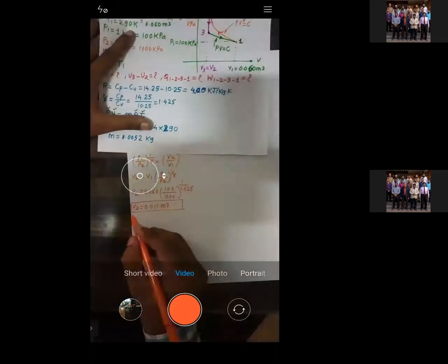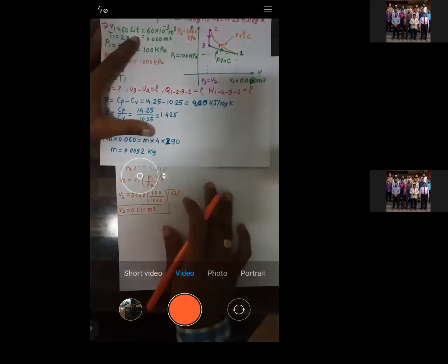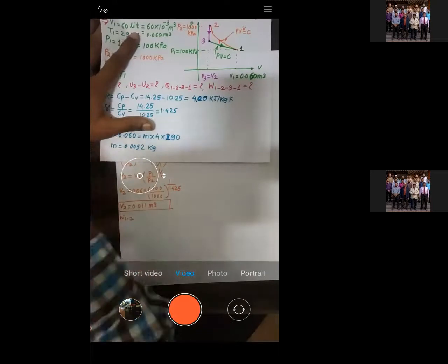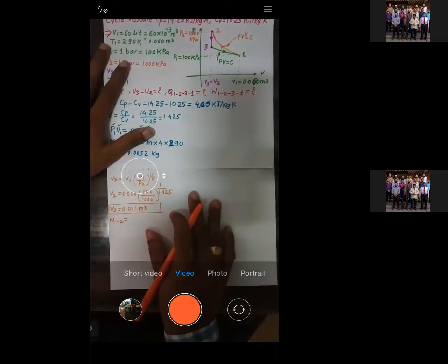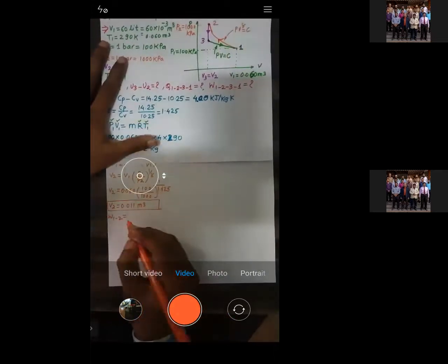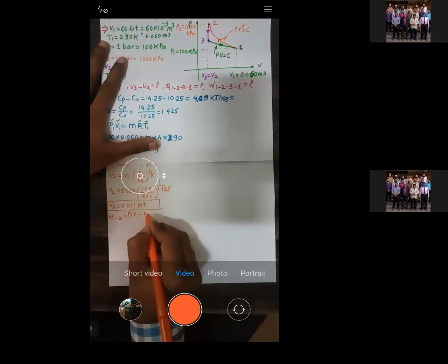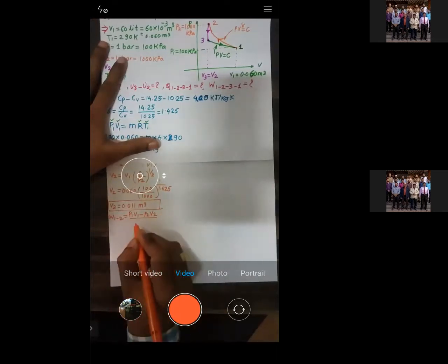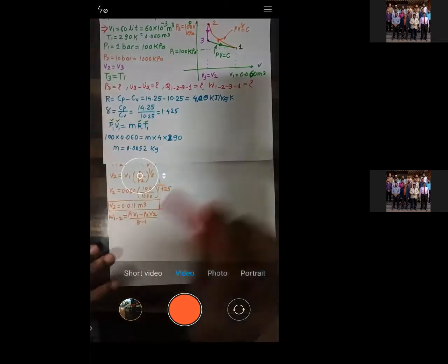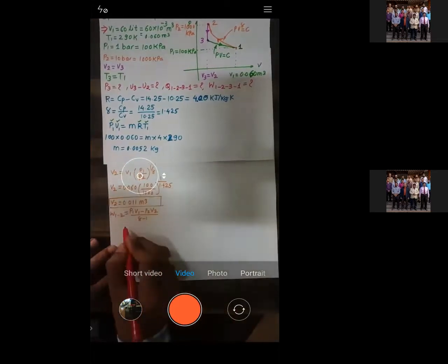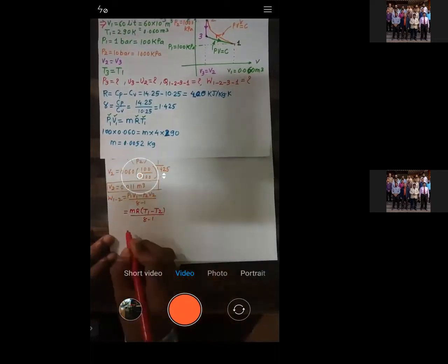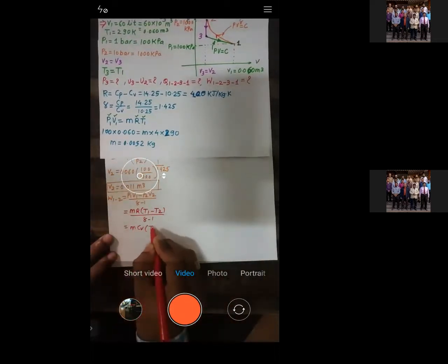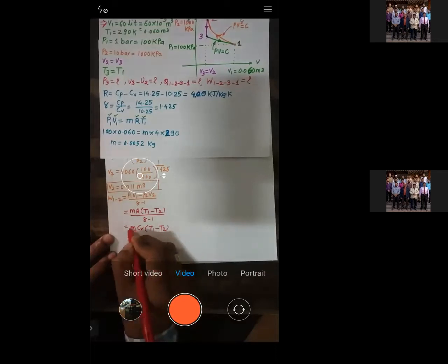So work done, try to understand. How did we used to calculate work done during 1 to 2? It's an adiabatic process, right? So the formula is (P1 V1 minus P2 V2) upon gamma minus 1. Or it is also known as mR (T1 minus T2) upon gamma minus 1, or it is also known as m Cv into (T1 minus T2).